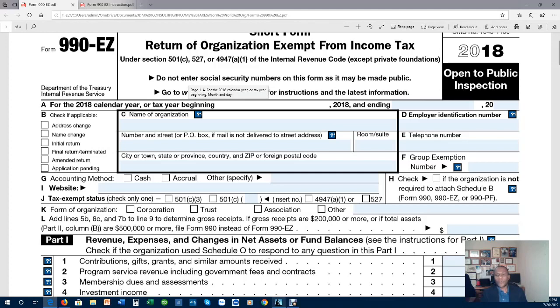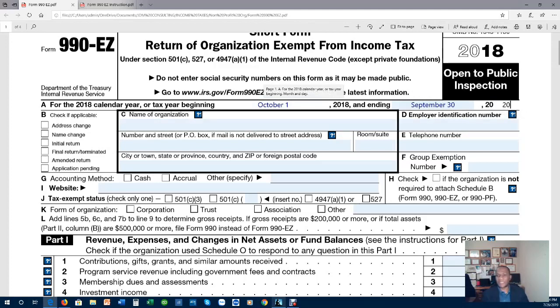For example, if your fiscal year starts on October 1st and ends on September 30th, then you would enter October 1st, 2018, and end on September 30th, and then you'll put the applicable year, which would be in that case 2019, because you are a fiscal year.